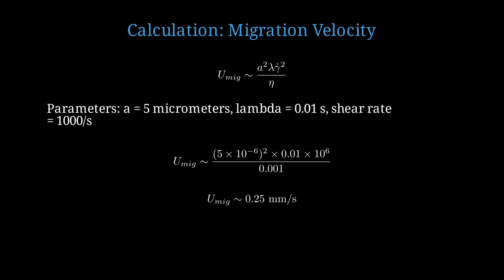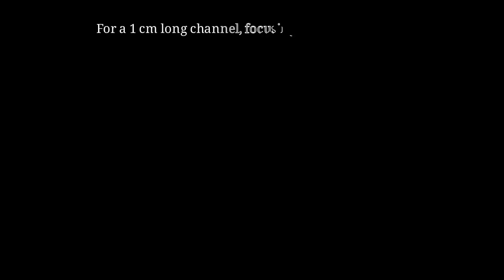That's pretty fast for a particle in a microchannel. For a 1 centimeter long channel, this means particles would focus within about 40 seconds of residence time, very practical for lab-on-a-chip devices. Now let me tell you why all this matters for applications.